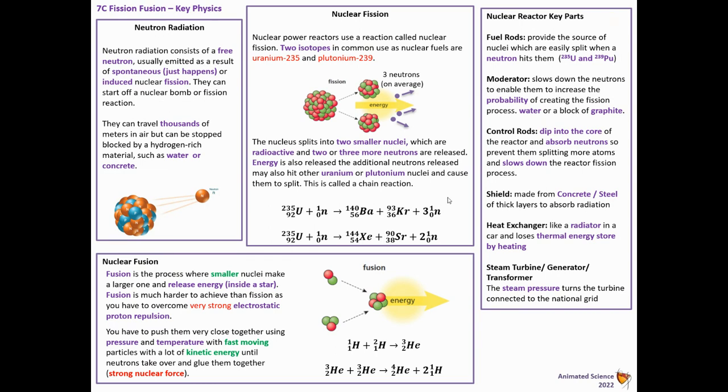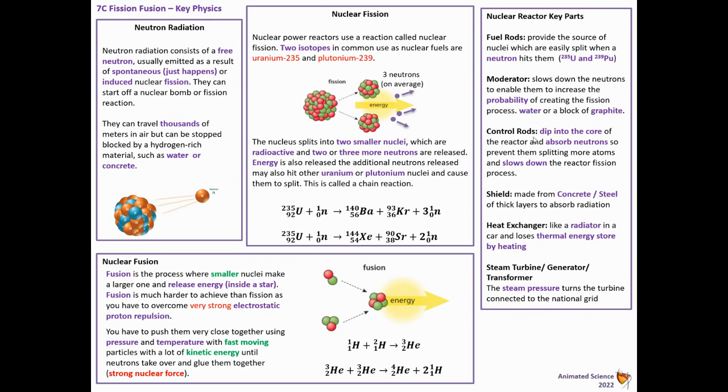Now, we've also got to know all the different parts of a nuclear reactor. So we need to know about fuel rods and how they're a source of fuel. So they're the thing that splits. So it's a non-renewable source. There's a moderator in there which slows down the neutrons, which helps them meet another uranium atom. So it increases our probability of creating the fission process. That's often made of water or a block of graphite.